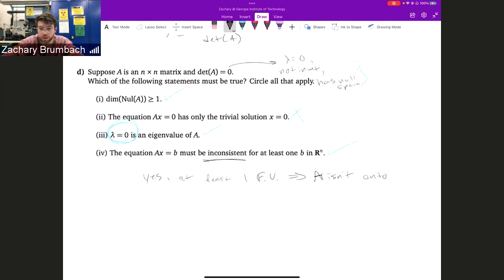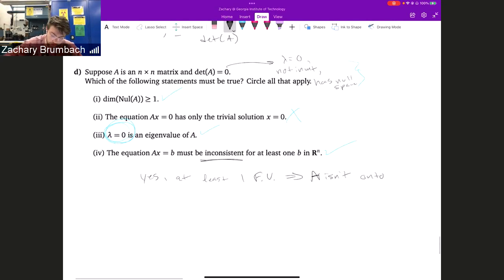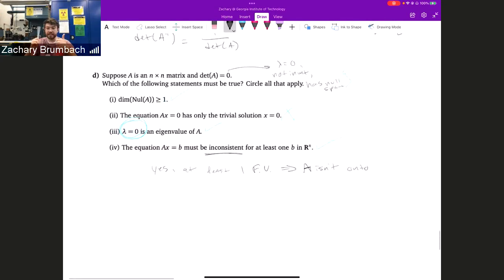Cool. How do we know it has a free variable? We know it has a free variable because saying determinant is equal to 0 is exactly equivalent to saying we know we have a lambda equals 0, we know it's not invertible, and we know it has a null space. All four of those statements are exactly equivalent for a square matrix. Okay? Cool. Any other questions on this one?